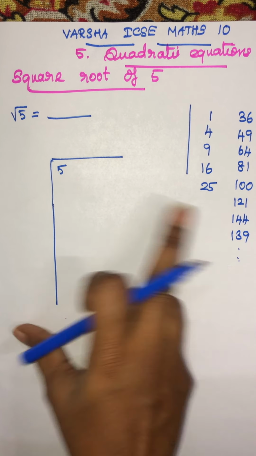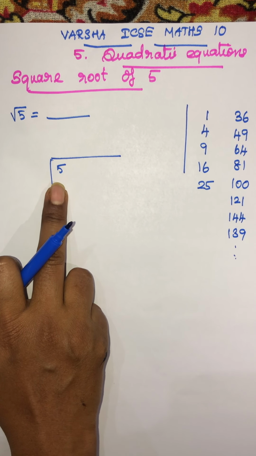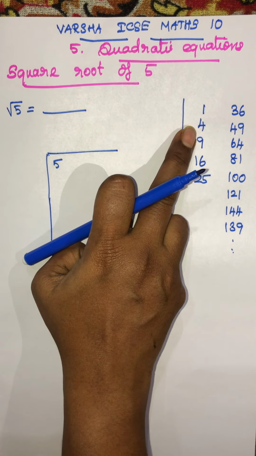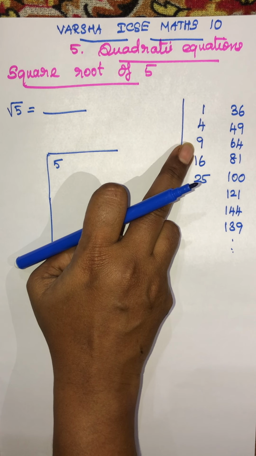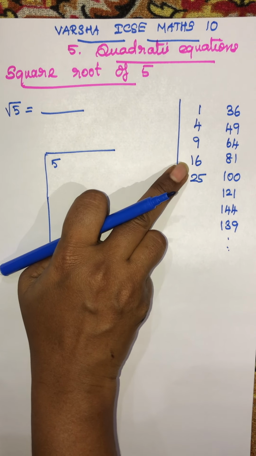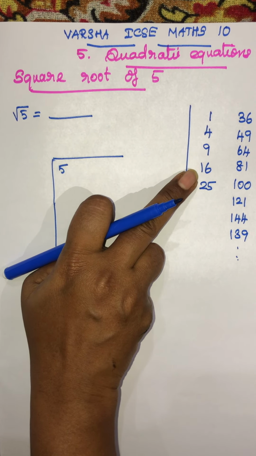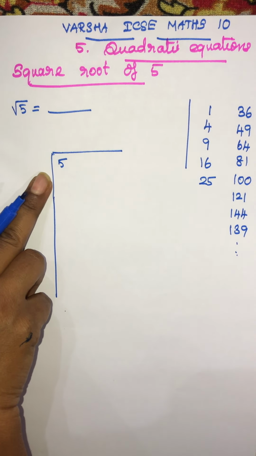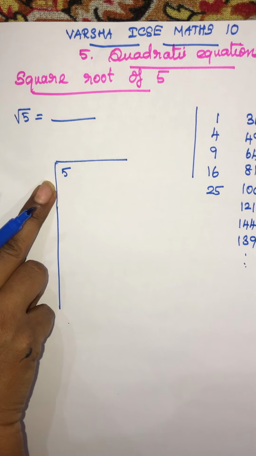So what is the root of 5? The square root of 4 is 2, the square root of 9 is 3, the square root of 16 is 4. So what is the square root of 5? We are going to find that number.